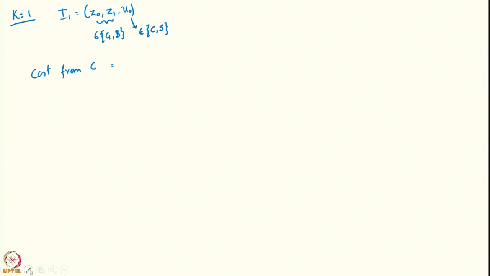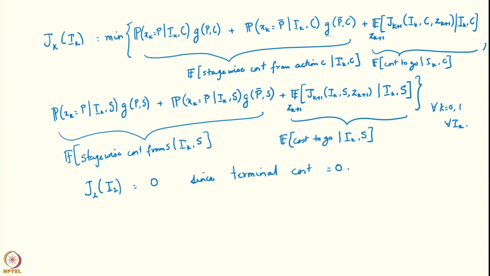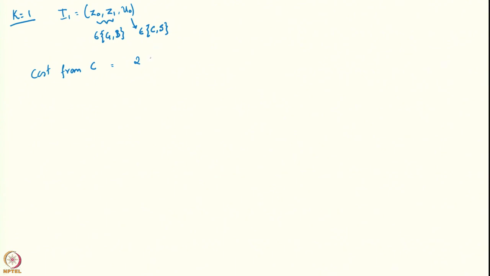So, therefore, in summary, the cost from C turns out to be just 2 times the probability that xk is equal to p bar given I1. This is the cost from taking action C.